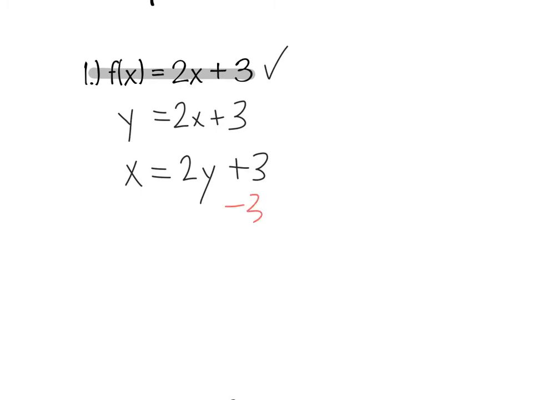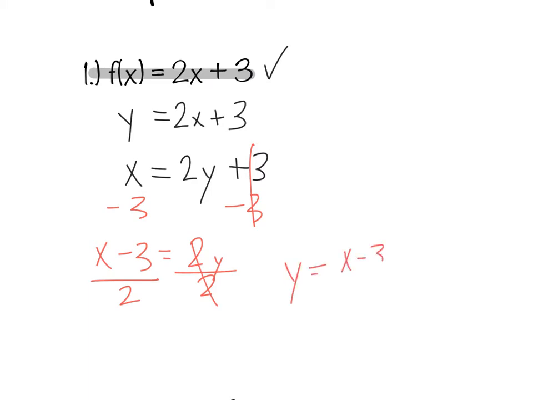So subtract 3, subtract 3. And so I get x minus 3 equals 2y, and simply divide by 2. So I'm going to flip this around. So y equals x minus 3 over 2. Or you could divide each one individually by 2, so you would have y equals 1/2 x minus 3/2. Though I don't know if many of you will do that. You'll probably just keep it like that.